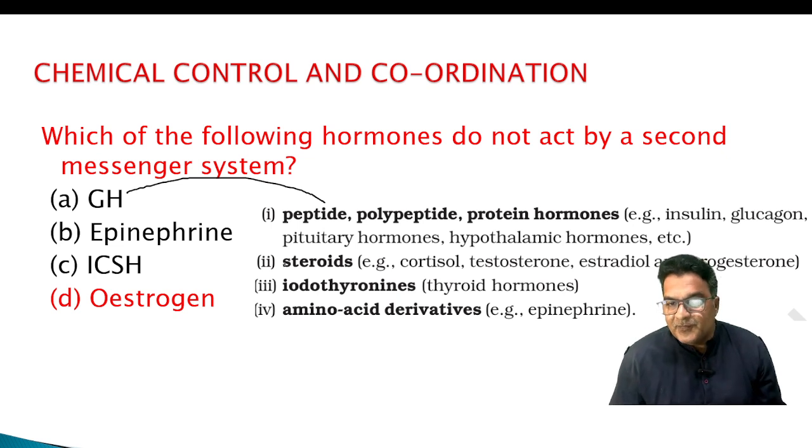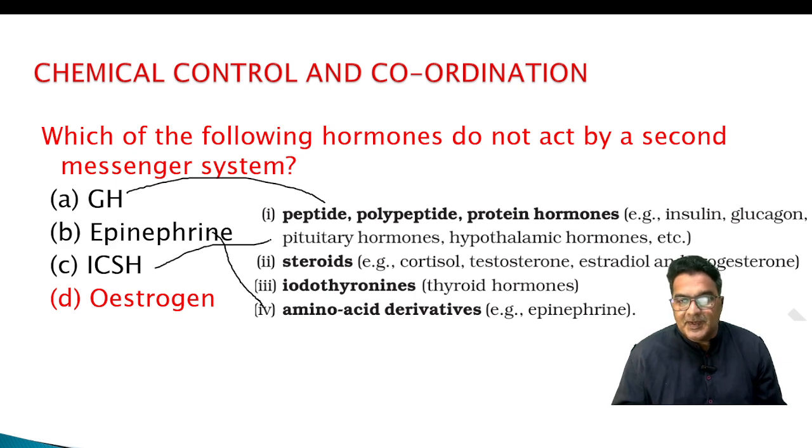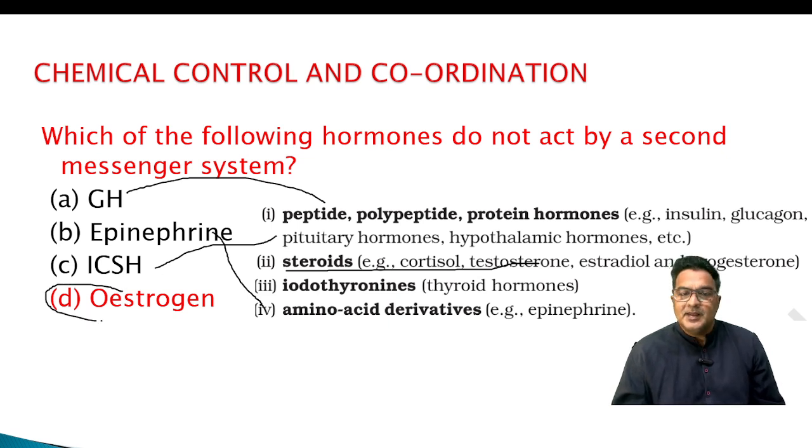Definitely, protein hormones should have membrane-bound receptors on the cell membrane. Who is epinephrine? Check it out. An amino acid derivative. And who is ICSH? It's a pituitary hormone. And who can go inside the cell? Who has an intracellular receptor? Who doesn't have a second messenger system? Estrogen is not the answer in the given options.